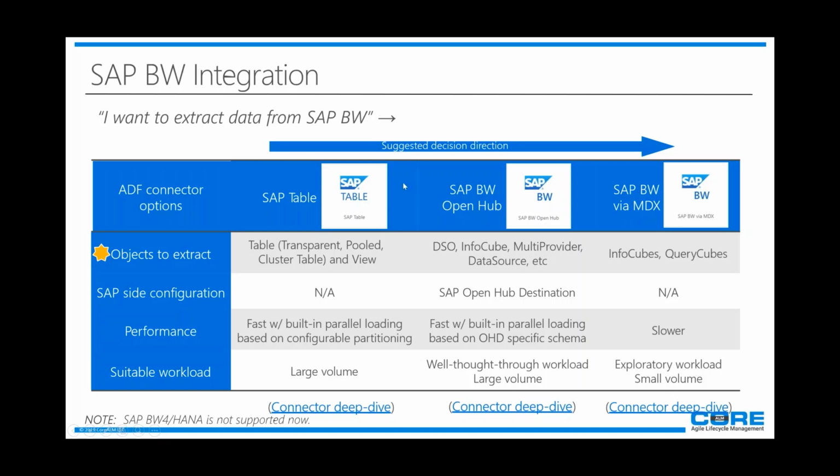However, it would be suggested if you do have SAP table to go that route first, and if that doesn't work, then use the Open Hub, and if that doesn't work, then use your MDX. Part of the reason you would want to go with one versus the other would really be looking at this last row down here, in terms of your workload. If you have a large volume of content that you want to extract from SAP and bring into your Azure Data Warehouse, you would want to use SAP Table if you have it. If not, you want to use Open Hub. And if you just have a small set amount of data that you want to migrate into your environment, then it would be suggested to use MDX.